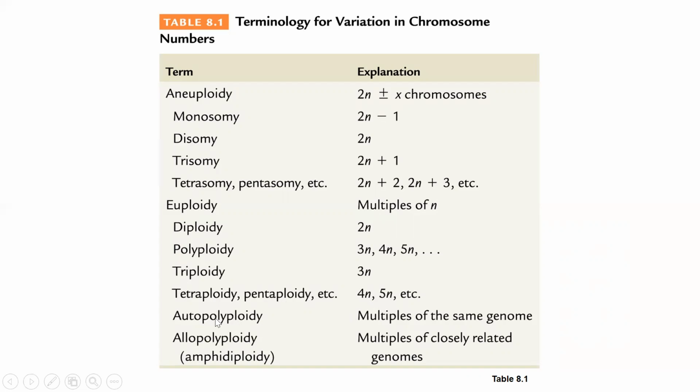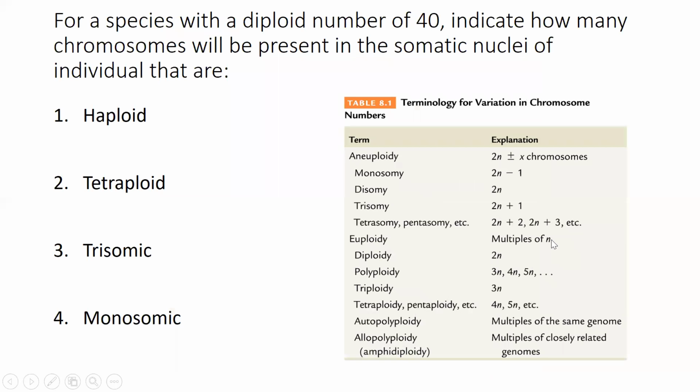Then you have autopolyploidy, multiples of the same genome. Allopolyploidy involves multiples of closely related genomes. So it's just a matter of distinguishing between which types of genomes are involved, okay? So that's the terminology involved, right? Now we're gonna go into a question that involves using this terminology.